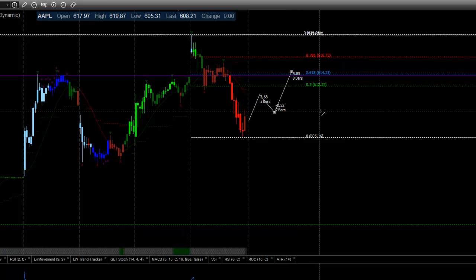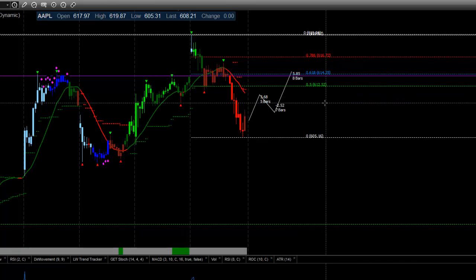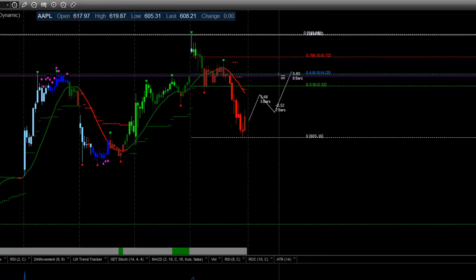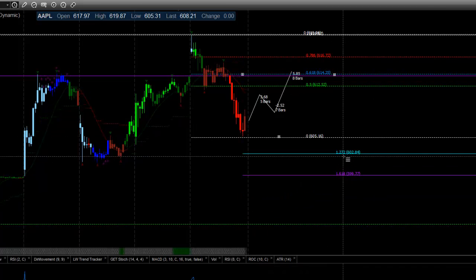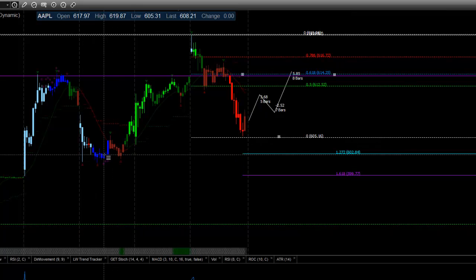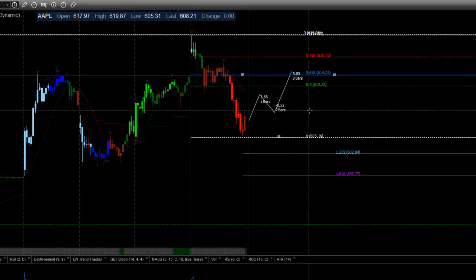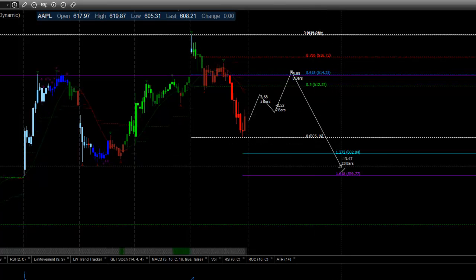And then if it made it to that level, my goal would be down around $600, 602, which is around this price confluence as well. So that's how I think Apple is going to go for the next several days.